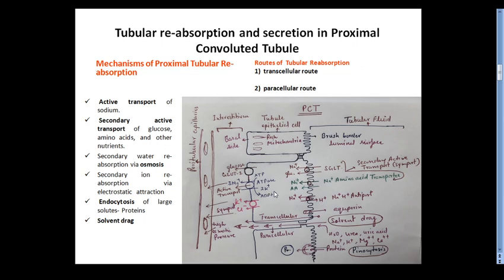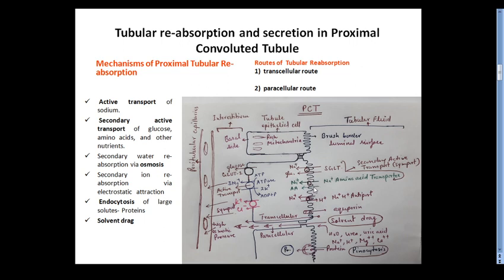What do we mean by transcellular route? Basically, when the different constituents of the tubular fluid pass across the cell membrane of the epithelial cell, that route is called the transcellular route. This route involves the help of various ion transporters or co-transporters, meaning the protein ion channels which are present on the luminal side of the epithelial cell.